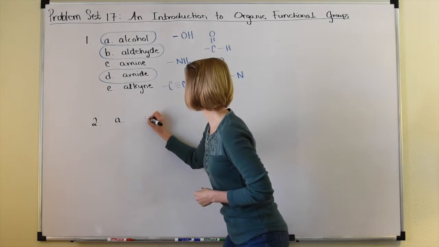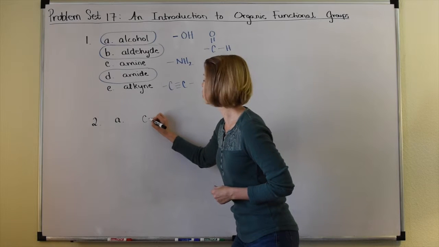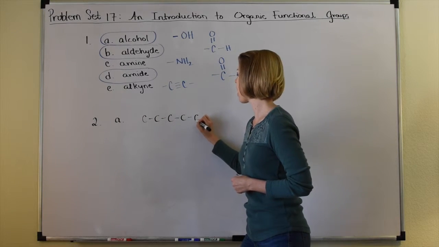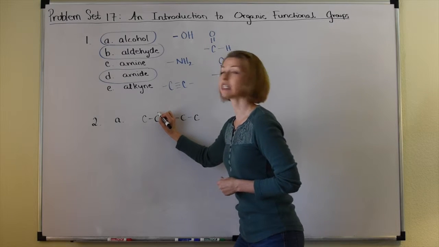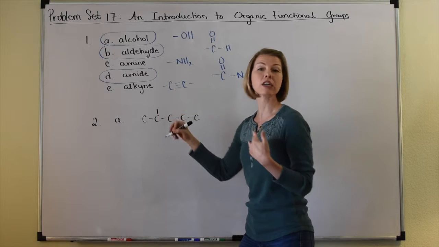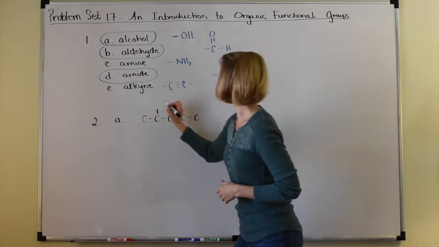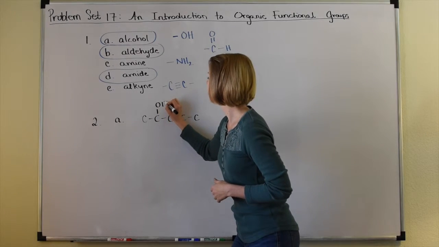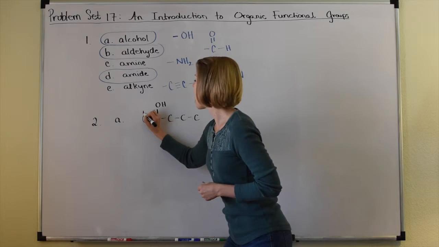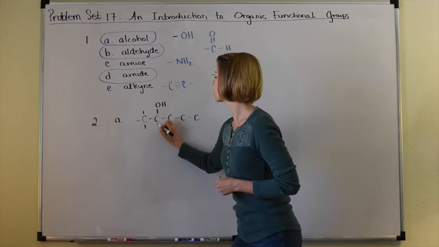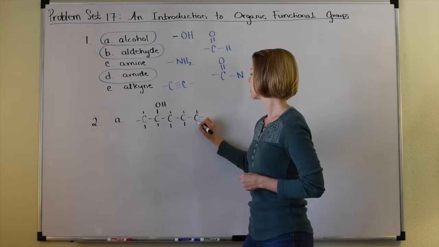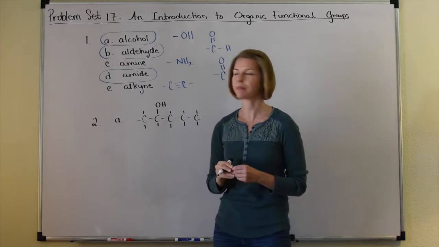So 5 carbons for our expanded structure, 1, 2, 3, 4, and 5. At the 2 position, you can go up or down. It doesn't matter because remember those single bonds rotate freely. So I'm going to go ahead and go up and put my alcohol functional group at that second position. And then I'm just going to draw lines to all of my other hydrogen just to save a little time.